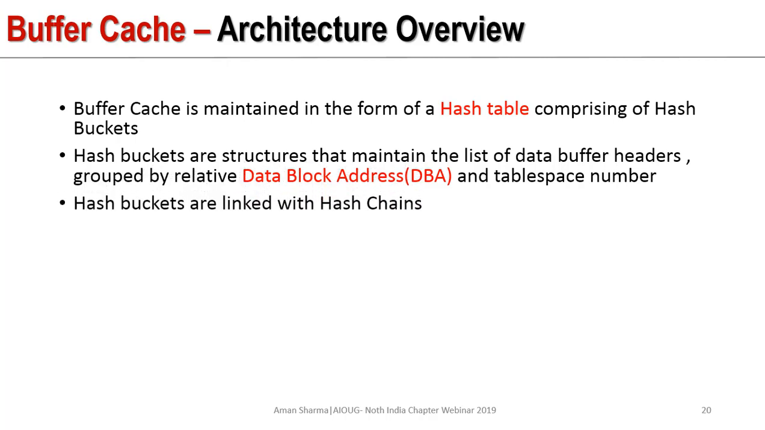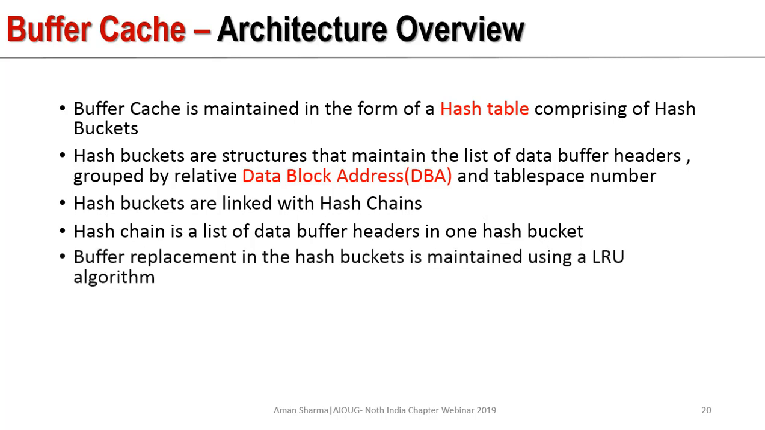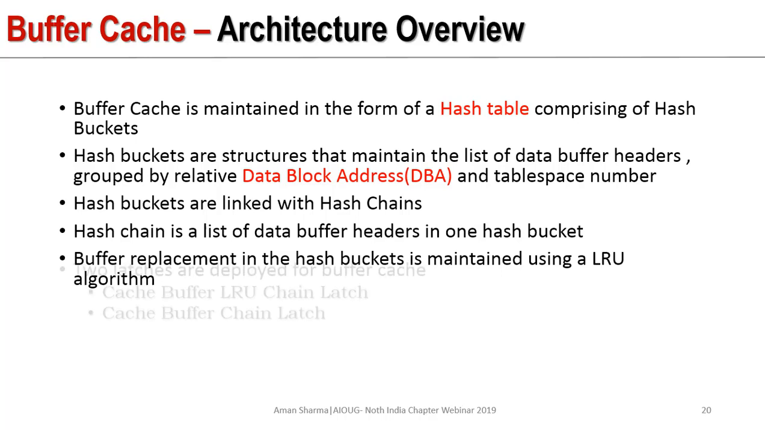So obviously the particular hash buckets are going to be holding the buffers with some chains, and those chains are going to be called hash chains. Those hash chains are the chains where the buffers are actually going to be hanging. So this is basically the mechanism where it is decided whether the buffer can stay in the buffer cache or not.